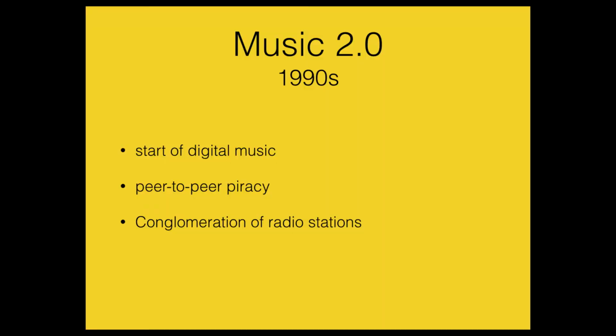The CDs that started to become popular in the 1980s stored music in a digital format, but most consumers didn't know how to extract the files. In Music 2.0, music began to be circulated as files rather than on disk, and radio stations stopped playing as big a variety of artists.